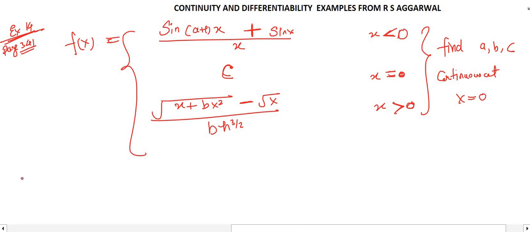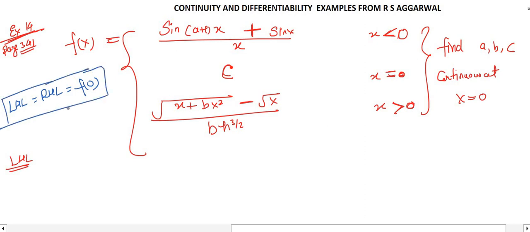So if it is continuous, then LHL, if the function is continuous, what should happen? LHL is equal to RHL, which should be equal to the function value. These three should be the same. We will calculate one by one. LHL.